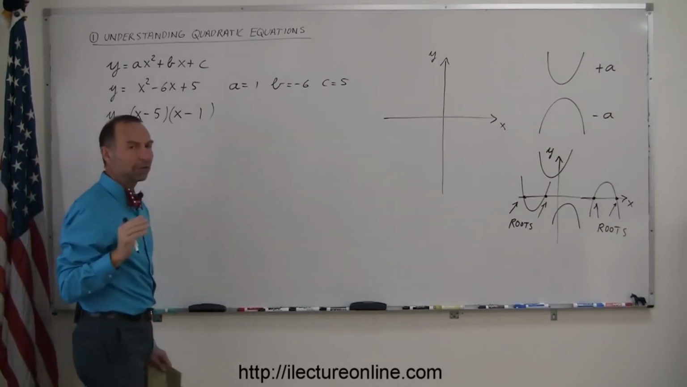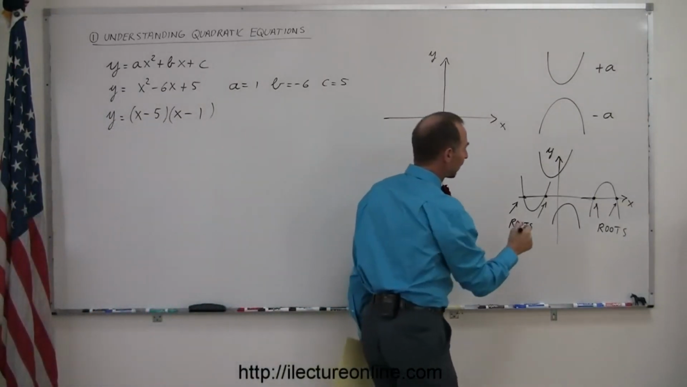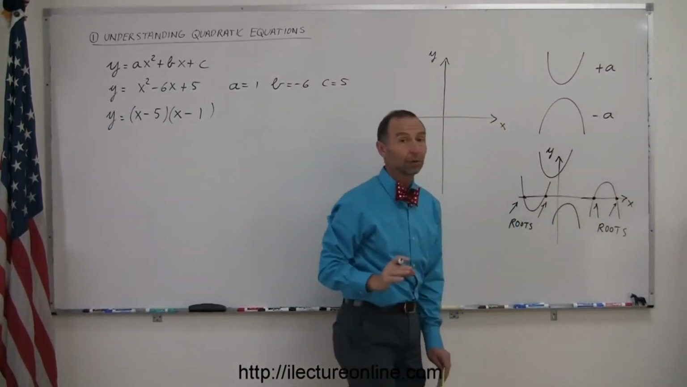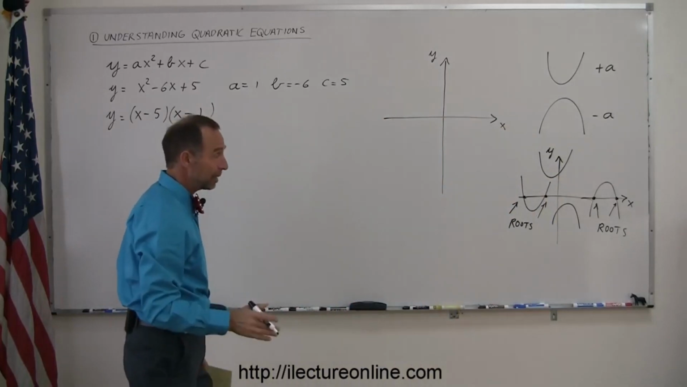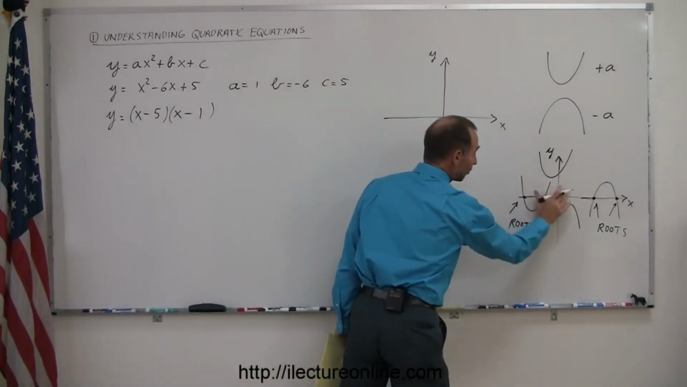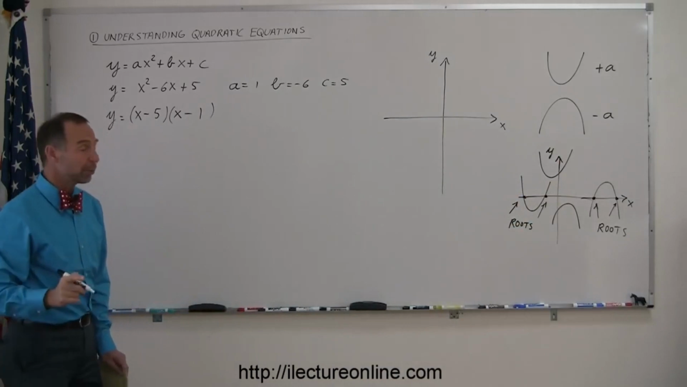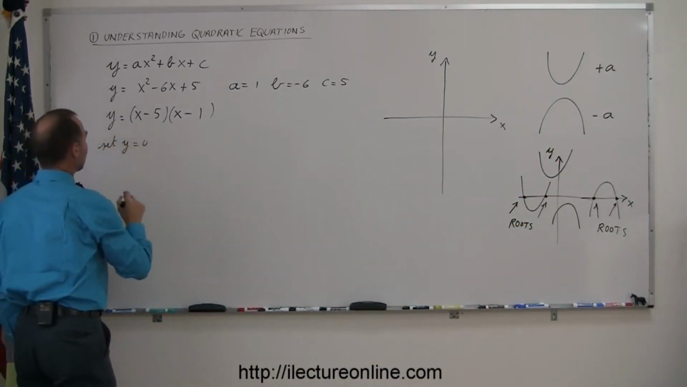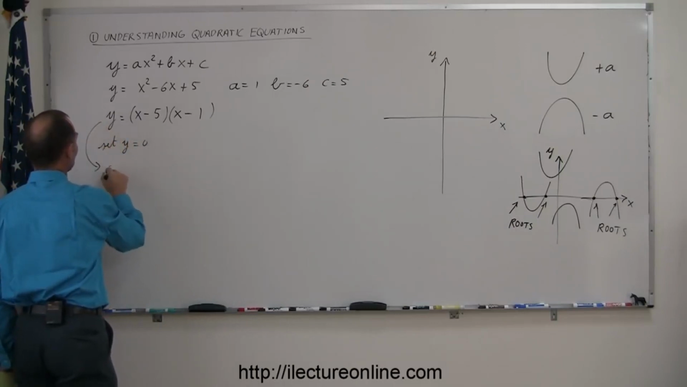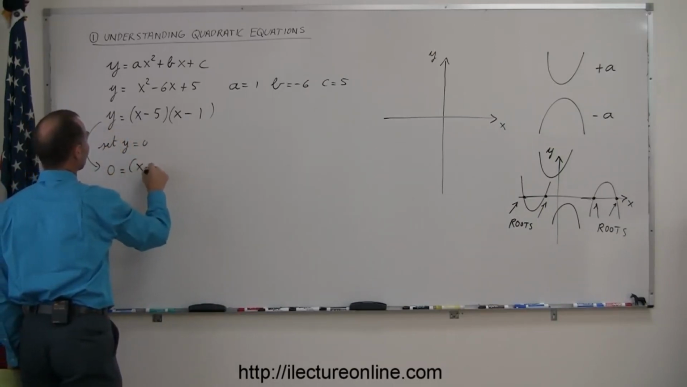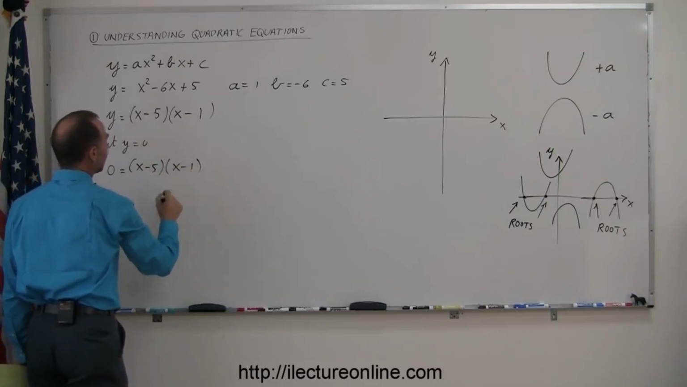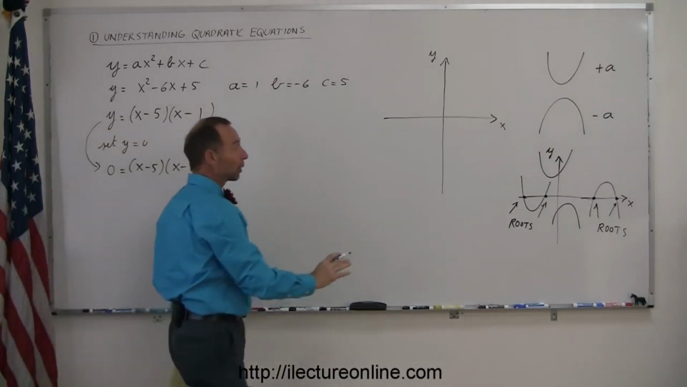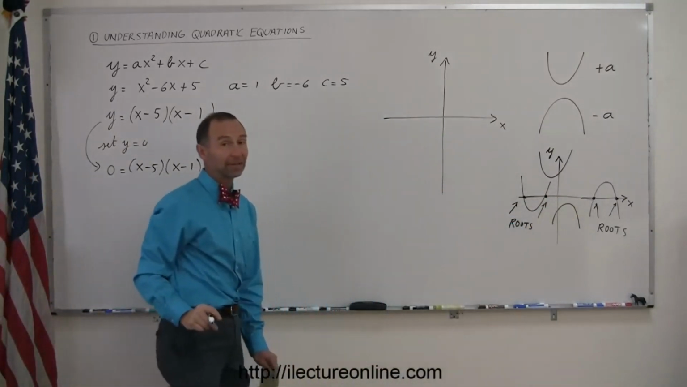Now, if we want to solve a quadratic equation or find the roots, realize that the roots are the points that lie on the x-axis. That means at that location, the y value is equal to 0. So any point on the x-axis, my y value is 0, which means if I'm going to find the roots, I'm going to set my y equal to 0. If I do that, this equation now becomes 0 is equal to x minus 5 times x minus 1. And if I solve this for x, then I will find the points where the equation crosses the x-axis.